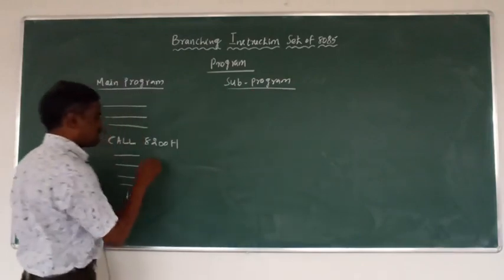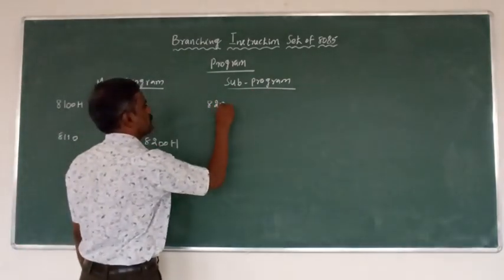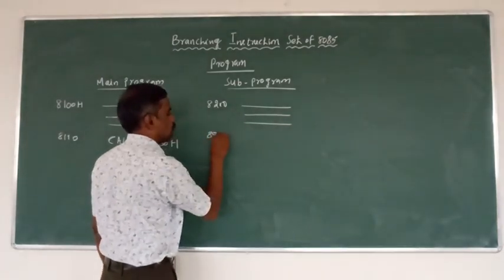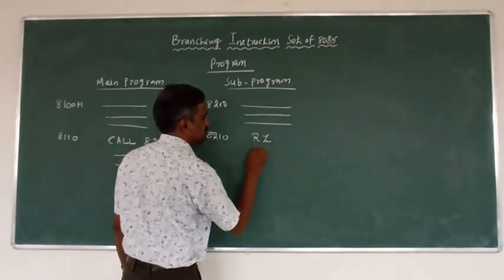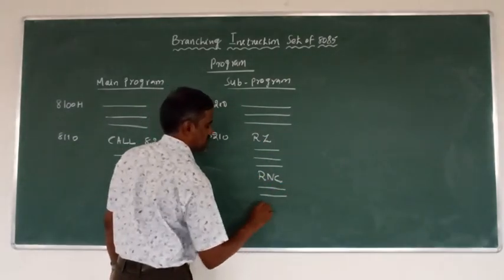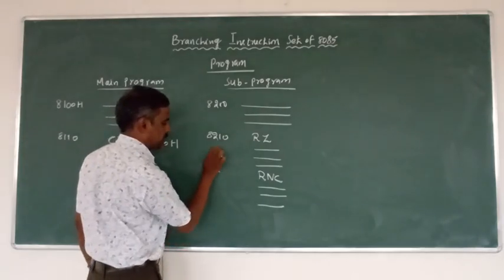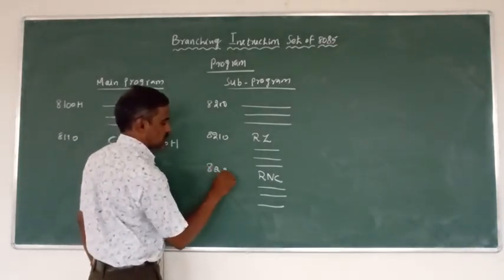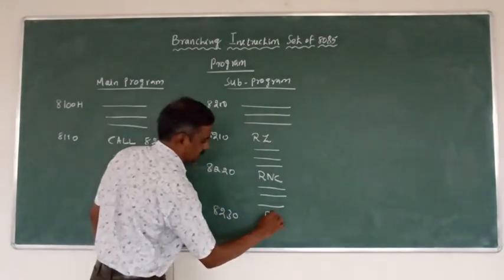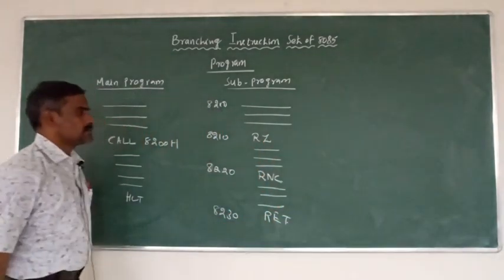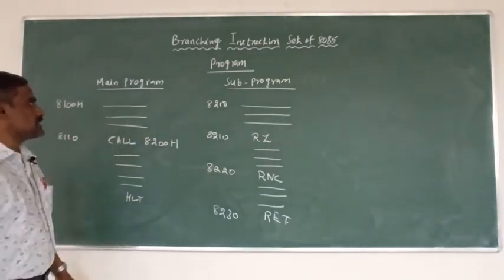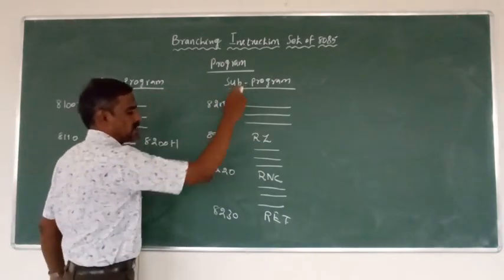Now the subroutine program is at address 8200. Here some instructions will be there, then at 8210 some conditional return instruction, then 8220 and then 8230 an unconditional return. This is the concept for using the return statement. This is the main program, and this is the subroutine program.